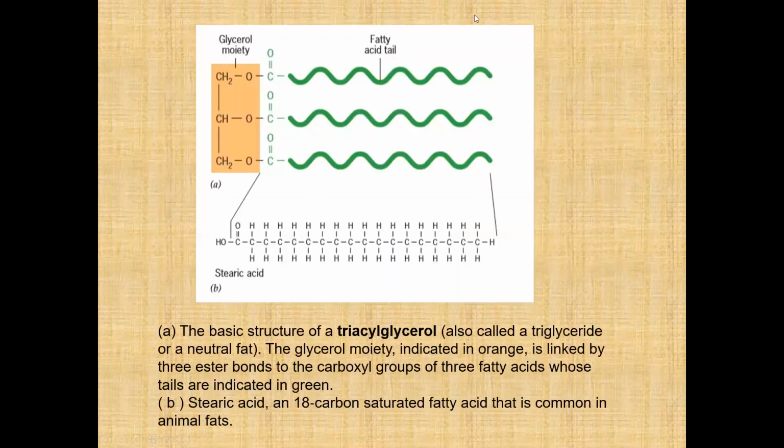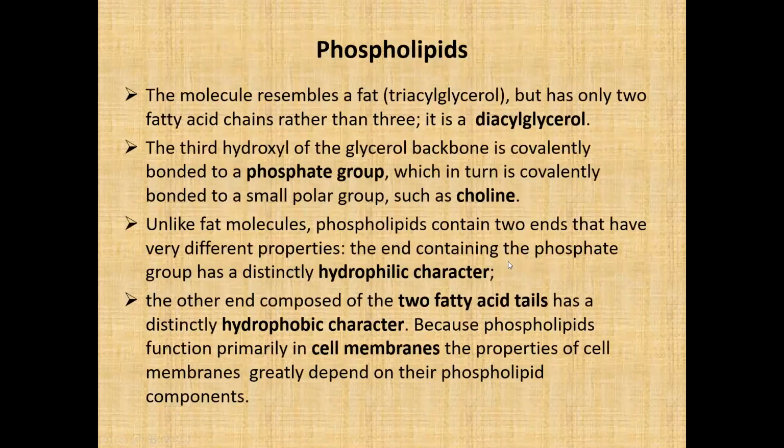This is the fat that we already described here, and also we must describe another group of very important lipids, because phospholipids are major components of the plasma membrane. That's why we must know some information about phospholipids. The chemical structure of phospholipids is very similar to fat molecules, so-called triacylglycerol. The only difference is that they contain only two fatty acid chains rather than three. That's why we call them diacylglycerols.